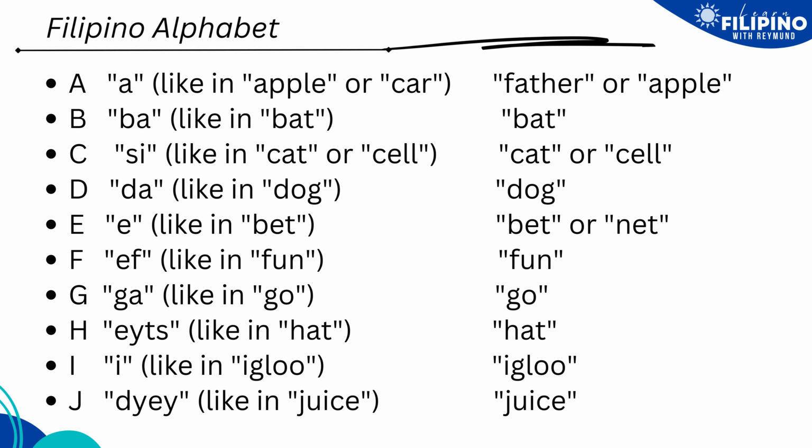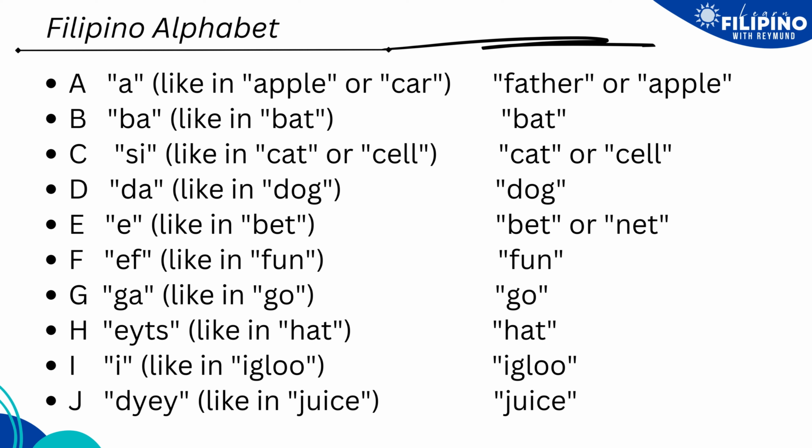Letter pronunciation in Filipino and English equivalent sound. The letter A, like the A in apple or father; B, like the B in bat. The letter C, like the C in cat or cell. The letter D, like the D in dog. The letter E, like the E in bet or net. The letter F, like the F in fun.